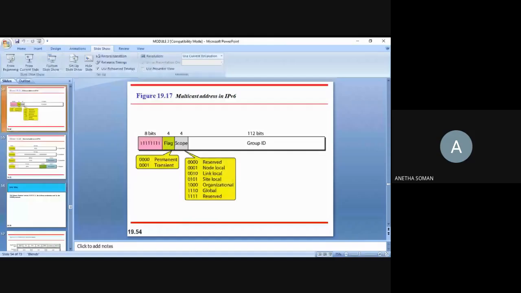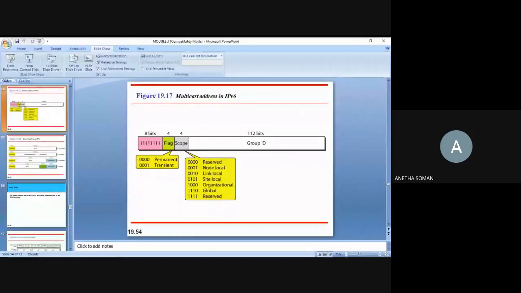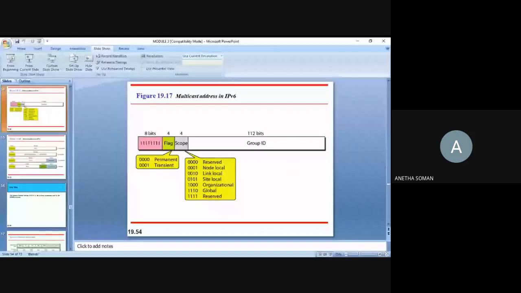You have the multicast address. So that is the type identifier. If it is all ones, you should understand that it is a multicast address. That is the identifier used for multicasting. Now the second field is the flag field. It defines the group address. It can be permanent or transient. Now the third one is the scope that you are going to see as reserved addresses in the next slide.